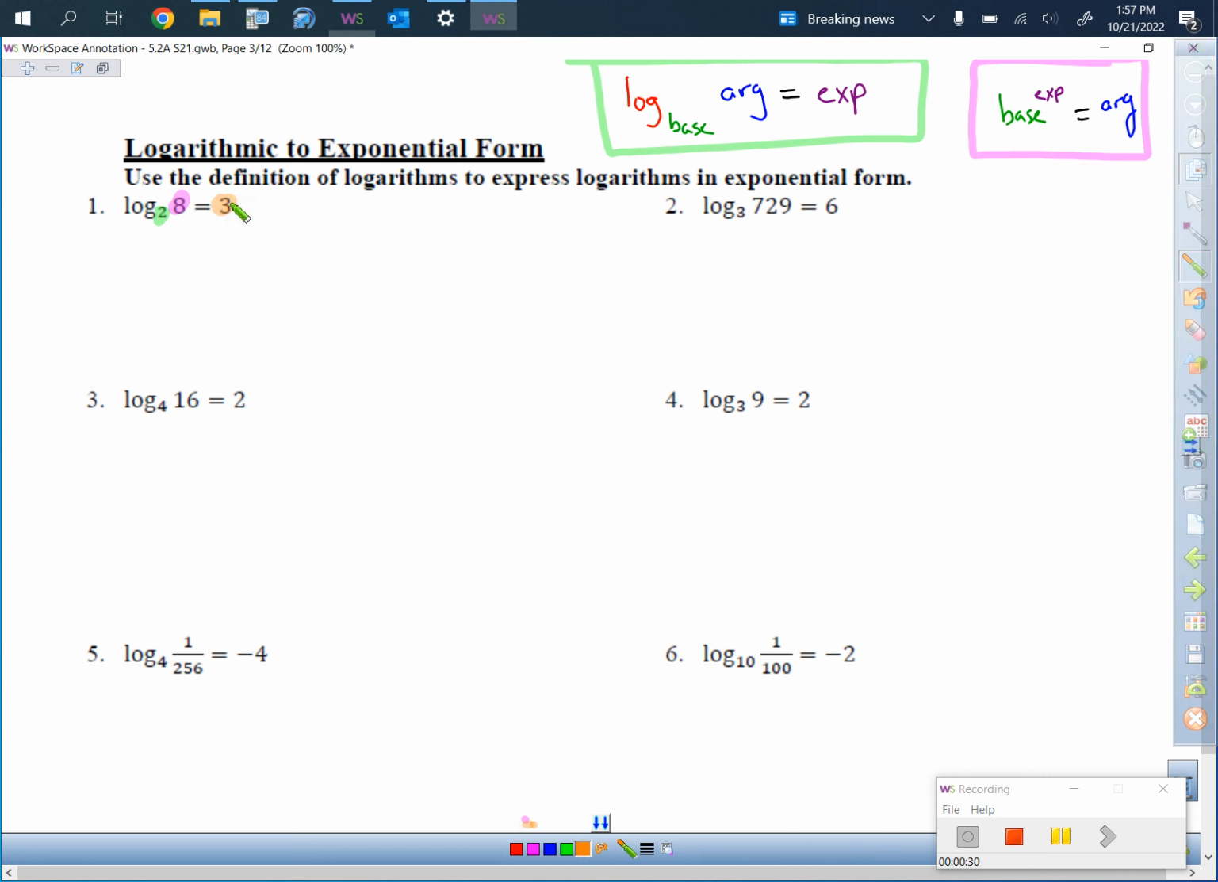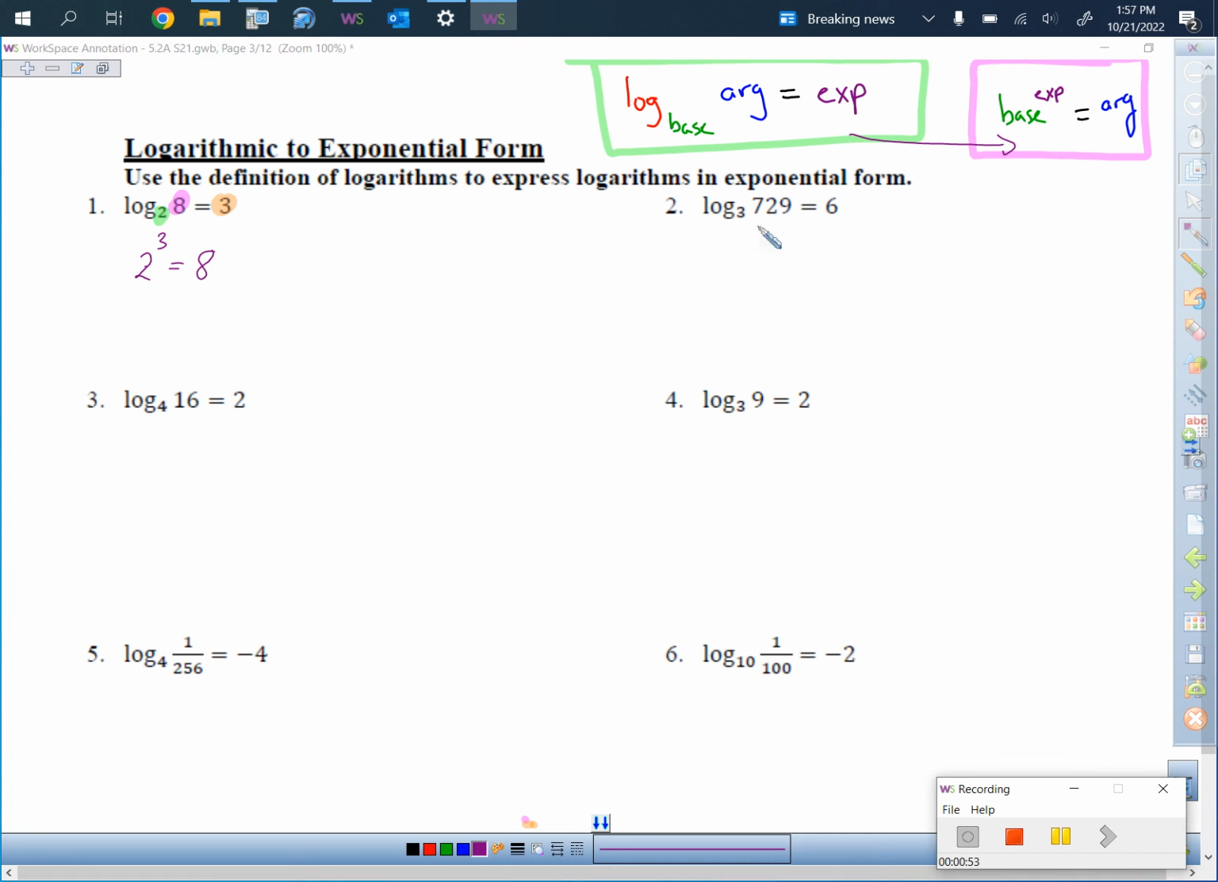All we're doing on this first little bit of practice here is taking this from log form and rewriting it in exponential form. So exponential form always looks like this up here in the corner. The base raised to the exponent equals the argument. So our base is 2, the exponent is 3, and that will equal the argument. And I hope you realize that that's a true statement. Like totally, 2 cubed is 8.